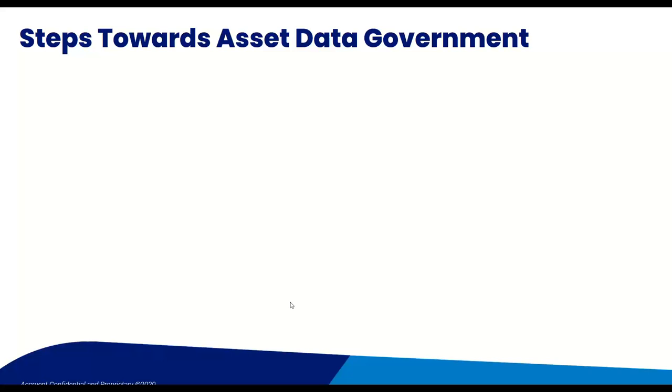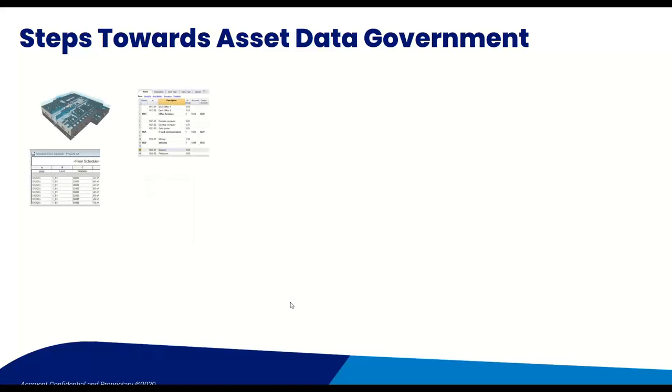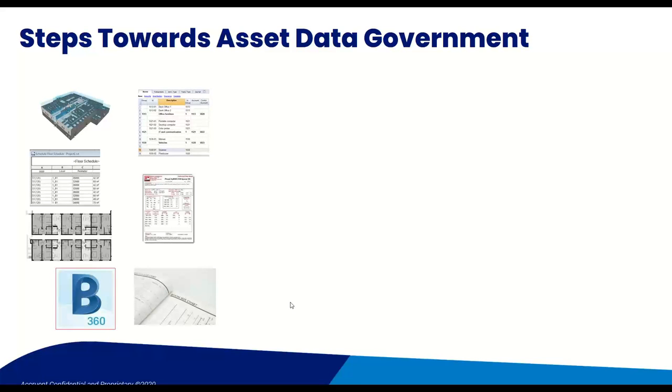So how we can take steps towards what we call asset data governance. So to make sure that all the data that we need for all these processes is available and is validated. So again, we have all these different sources of data. There can be gaps between, there can also be overlaps. It can also be that the data in these data sources contradicts each other.